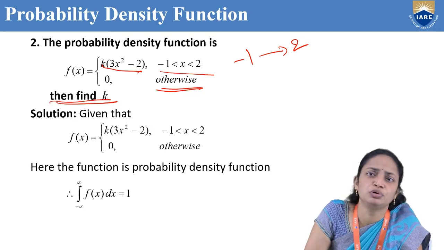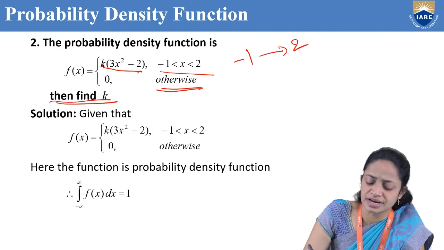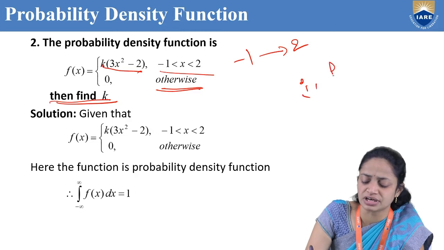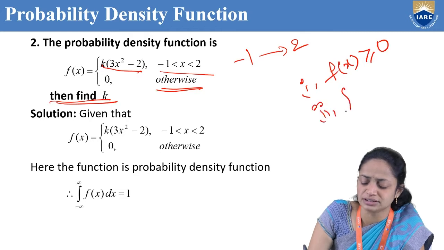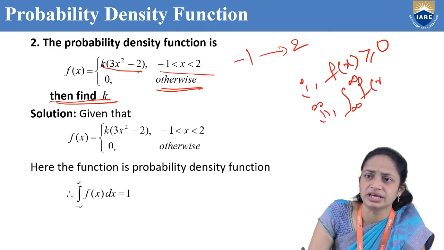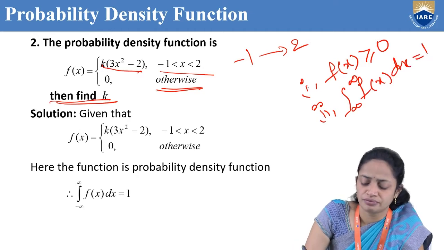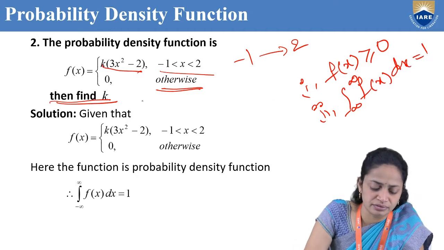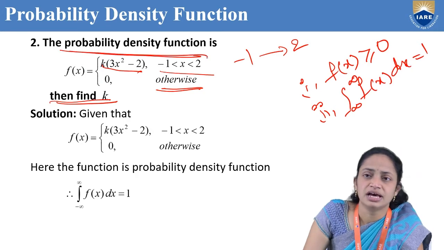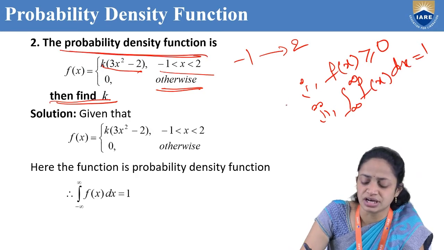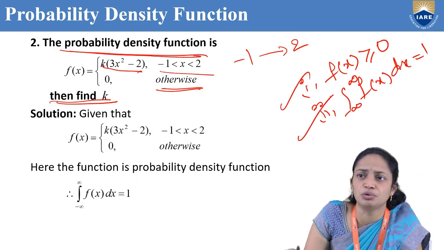Here we have two properties. If it is a probability density function, then we have two properties. The first one is f of x greater than or equal to 0, and the second property is the integral from minus infinity to infinity of f of x dx equal to 1. In the question they have given that it is a probability density function, so that means it satisfies the two properties of a probability density function.